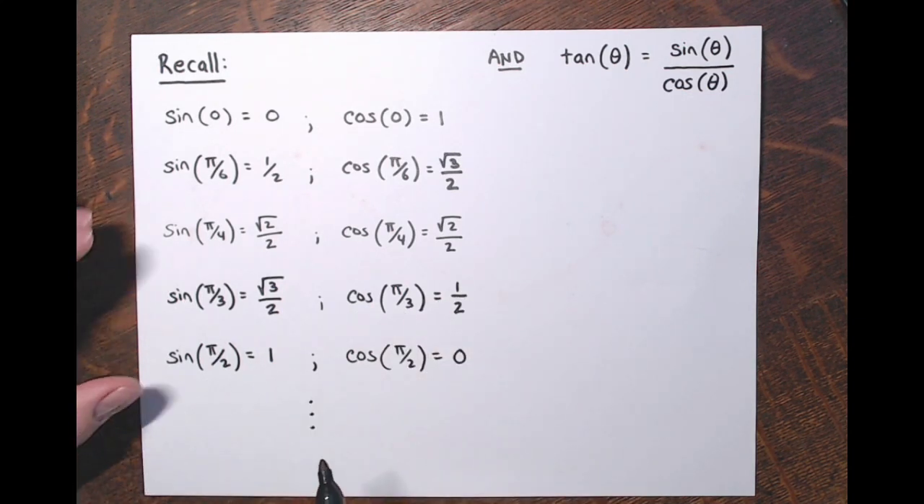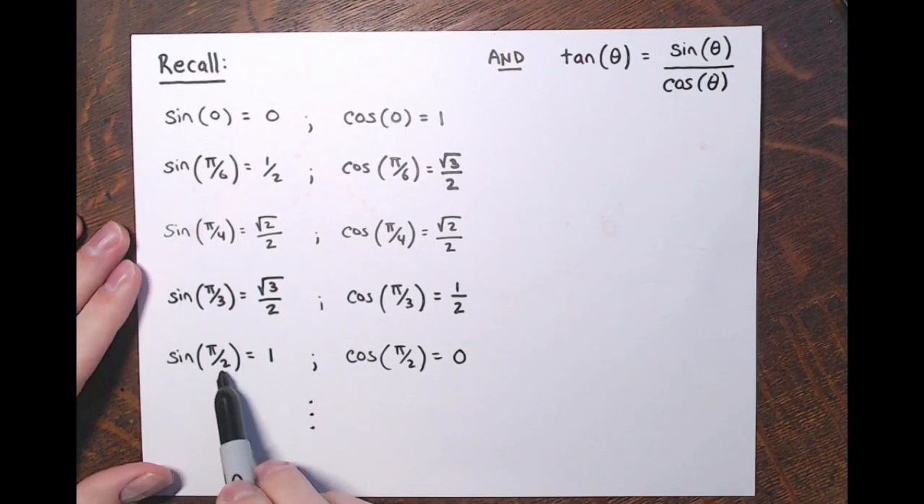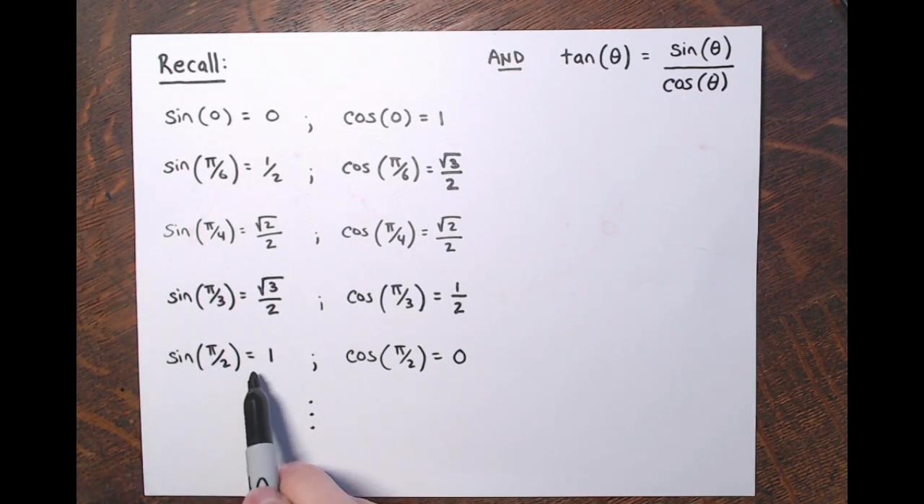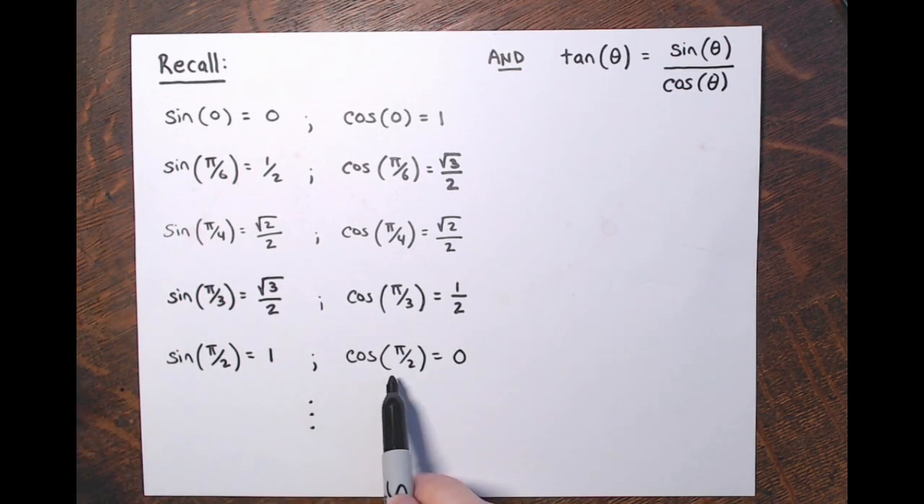And again, I'm just picking special angles from the first quadrant. If you were drawing these angles in standard position, you'd be going from the positive x-axis through the first quadrant to the positive y-axis. On the positive y-axis, that's 90 degrees, pi over 2 radians. The sine of pi over 2 radians, or 90 degrees, was 1. And the cosine of pi over 2 was 0. If you've got these in mind, hopefully this will help us in graphing tangent and cotangent.